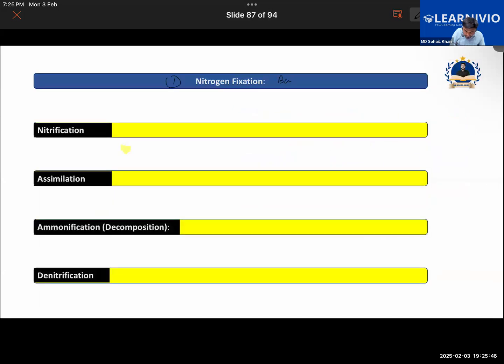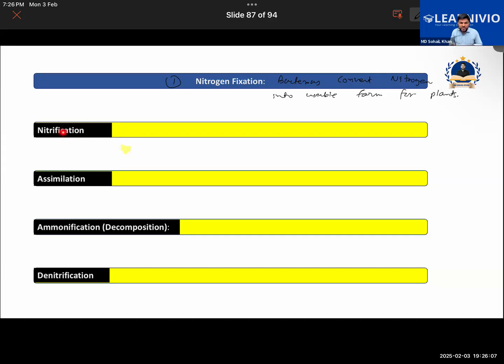So bacteria convert nitrogen into a usable form for plants. Okay, that is the first step. That is called nitrogen fixation.